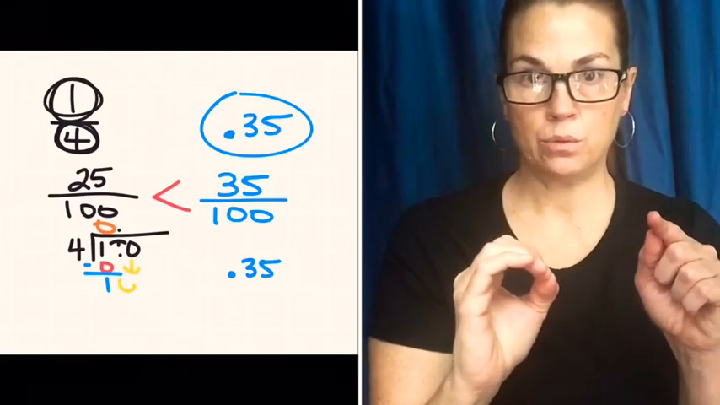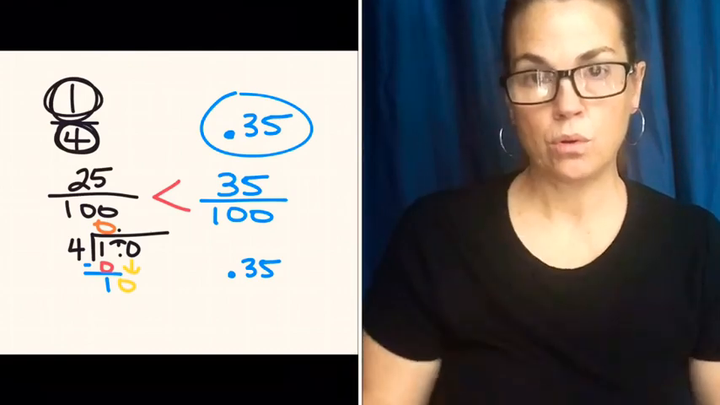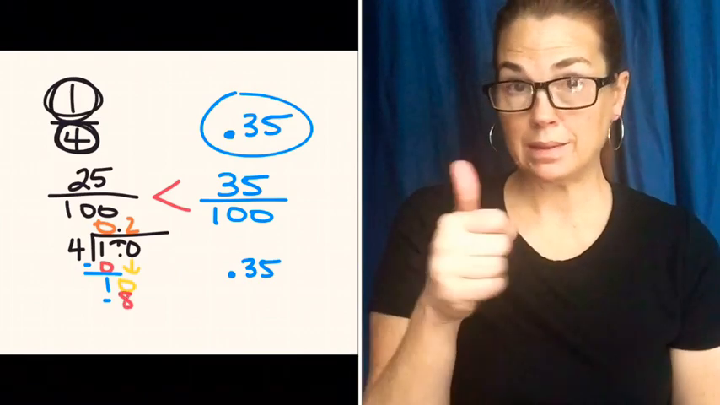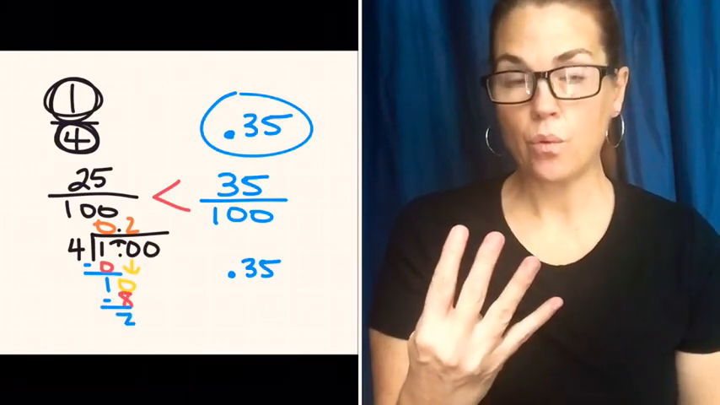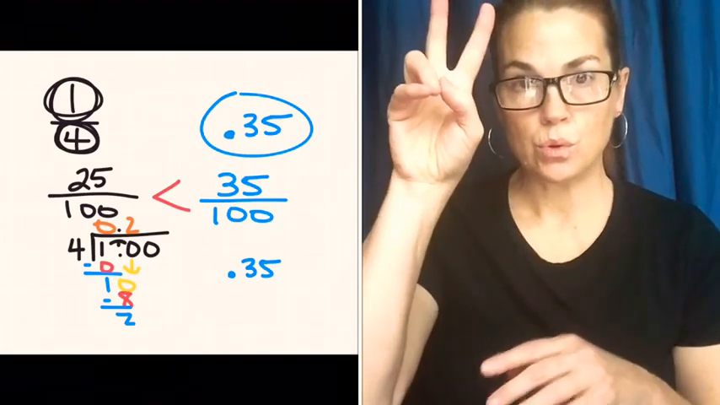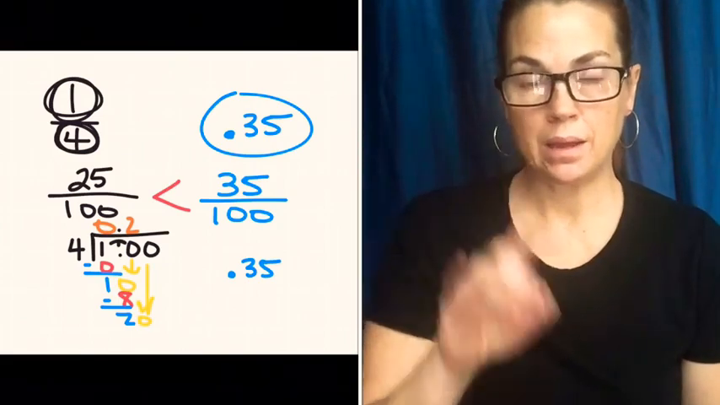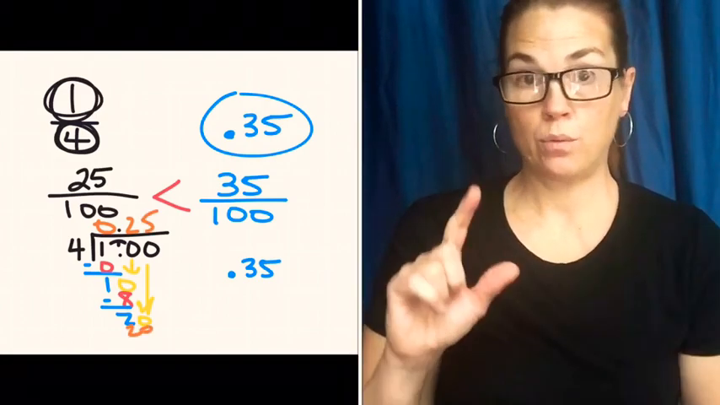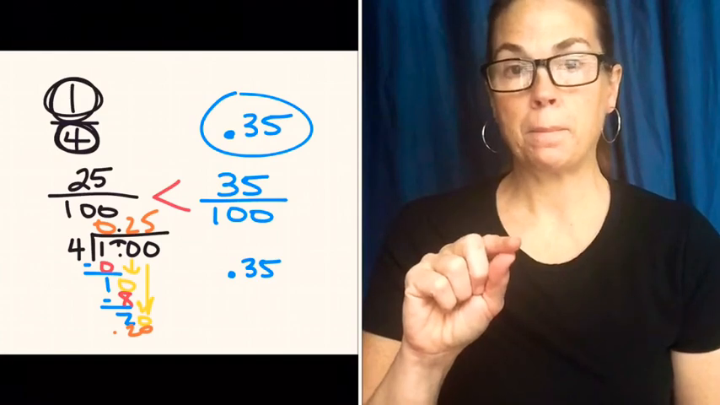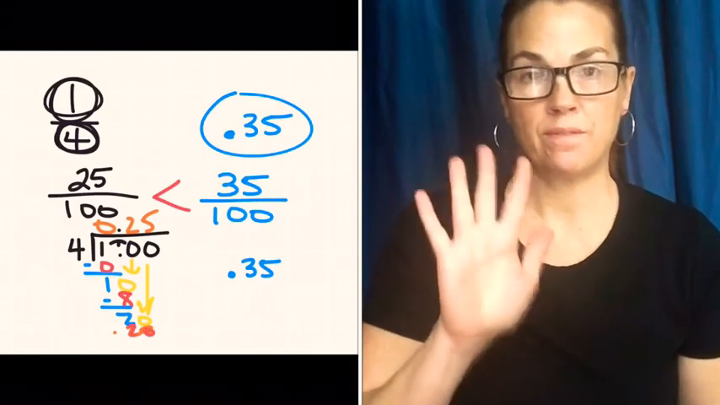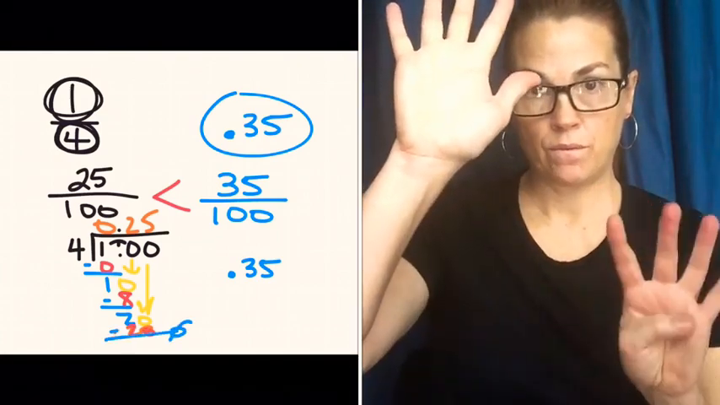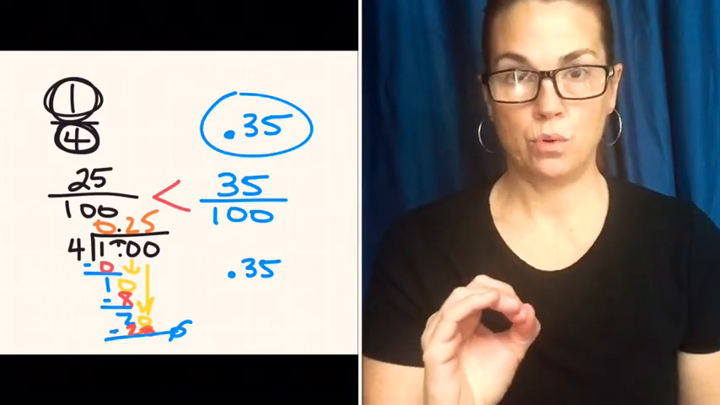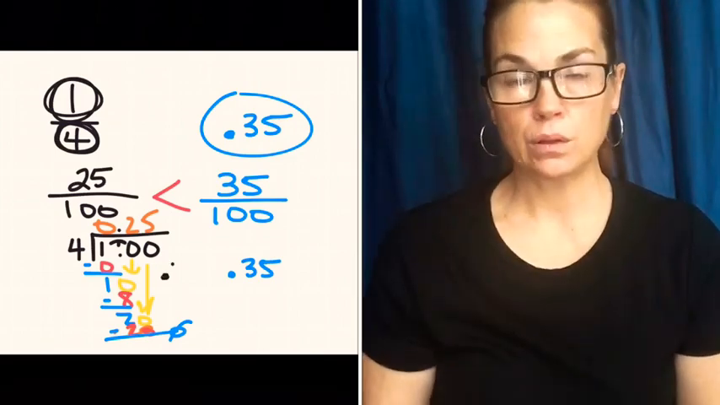When I bring that 0 down, I can make two groups of 4 from 10. 4 times 2 is 8. 10 minus 8 is 2. Add another 0, and bring that 0 down. That makes 20. I can make 5 groups of 4 from 20. And 20 minus 20 is 0. My decimal equivalent of 1/4 is 0.25.